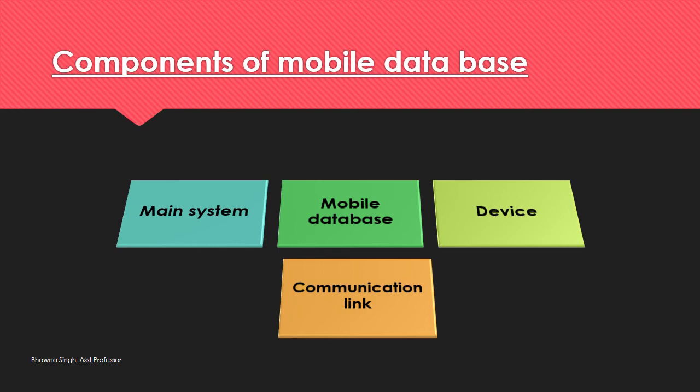Then the next, we have the device. Device means the employee, or you can say the salesperson, is using a handheld device like any laptop, any desktop, or any mobile phone. So these are the devices that we are using to connect the mobile database to the main database, so that we'll be able to access the data. And at last, we have the communication link. With the help of this communication link, we are able to transfer the data between the mobile database and the main database. So it is providing a link between the mobile database and the main database of the company, so that we'll be able to transfer all the information between these databases.